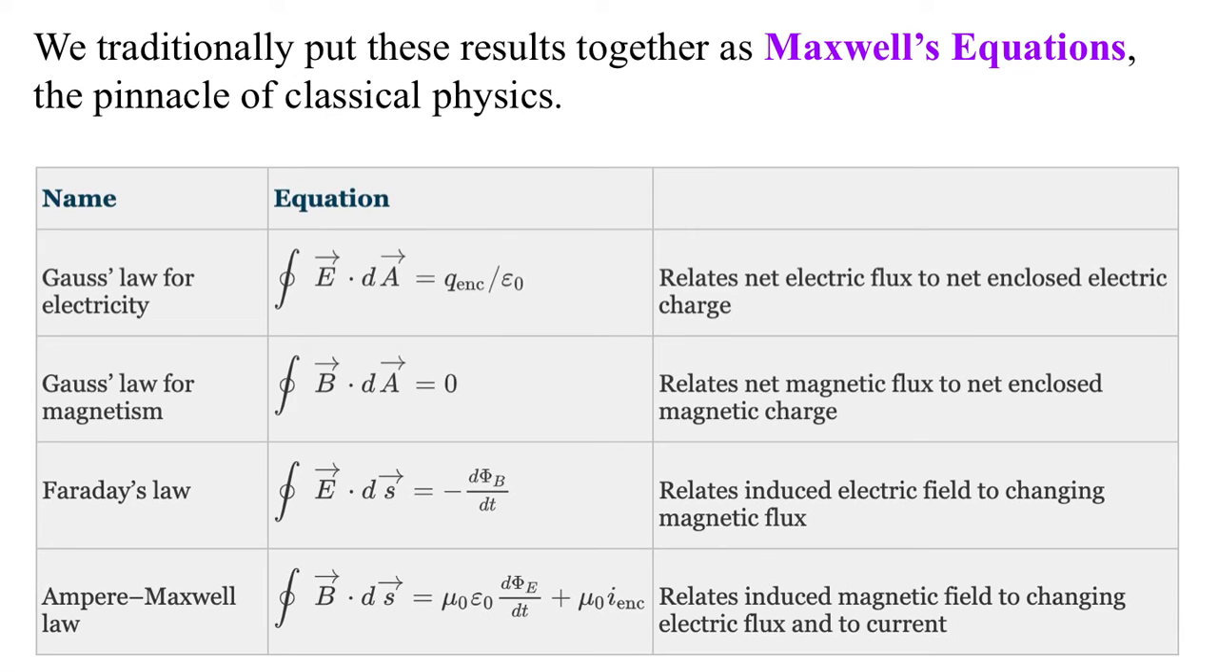We traditionally put all of these results together as so-called Maxwell's equations, which are the pinnacle of classical physics. This was the high point that said, hey, what does it mean to do physics? Maxwell's the guy who did physics. He synthesized everything known about electrodynamics into essentially 4 equations.